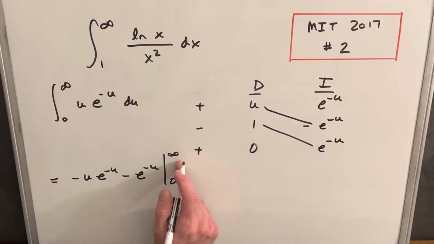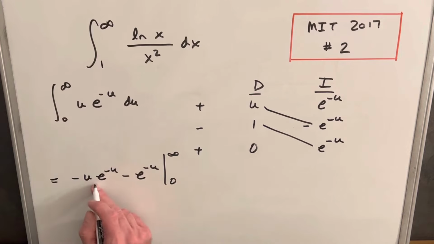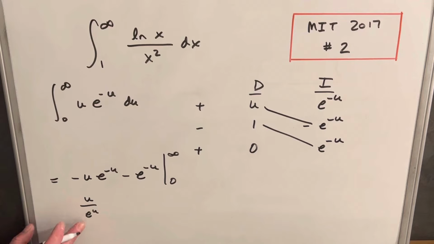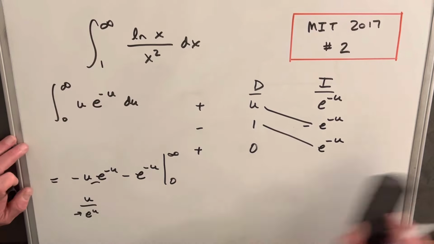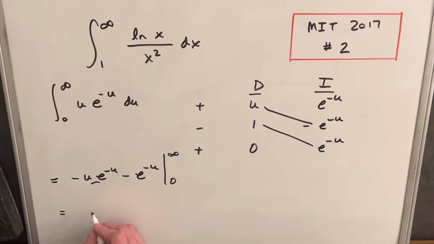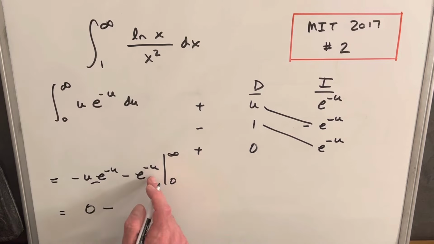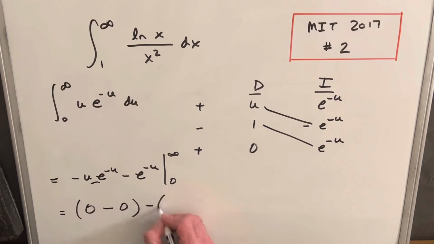Okay, so let's look at this. First, doing the infinity part, this first piece is maybe the hardest, so let's look at this as u over e to the u. If we plug infinity into this, this is going to 0 because the exponential is growing much faster than the numerator. So we're going to have 0 minus, and then this term's also 0. If we put infinity in with a negative on the exponential, that's going to be 0. So the first piece is all 0.